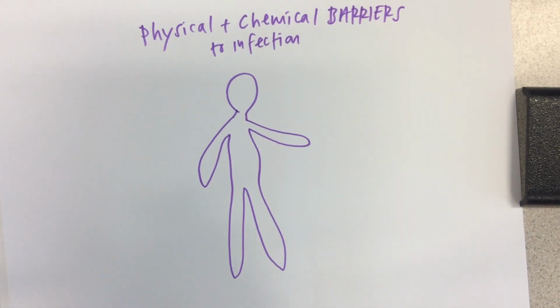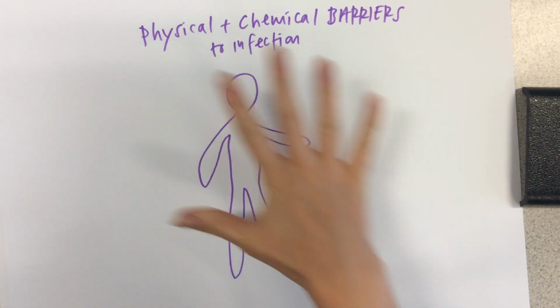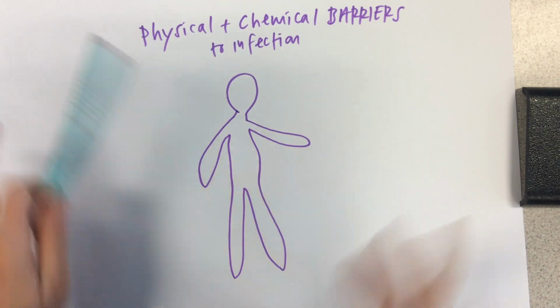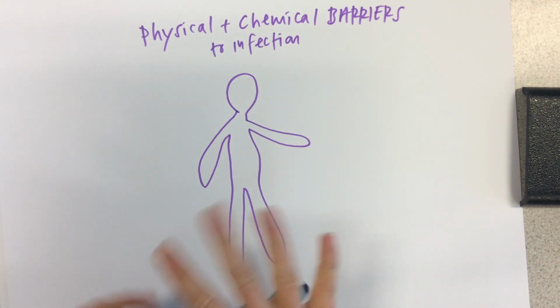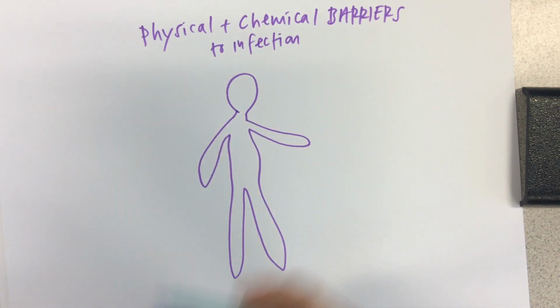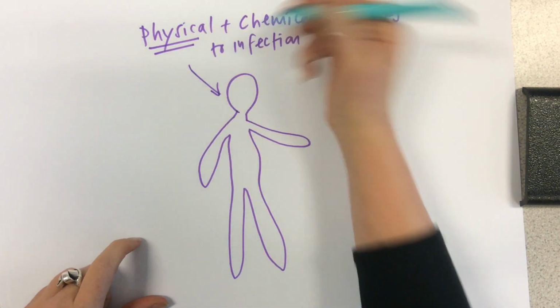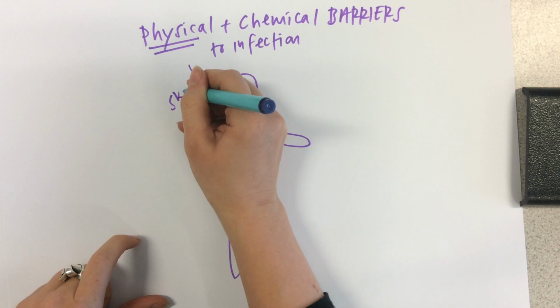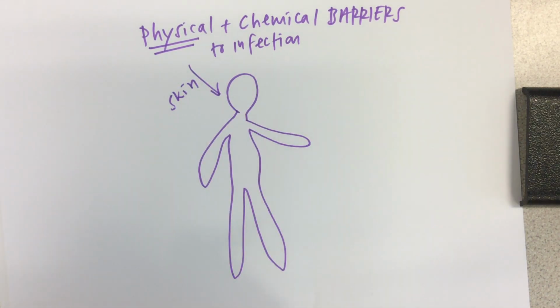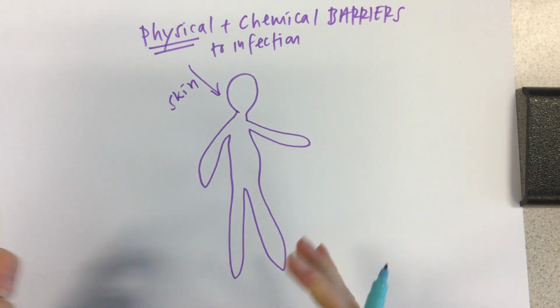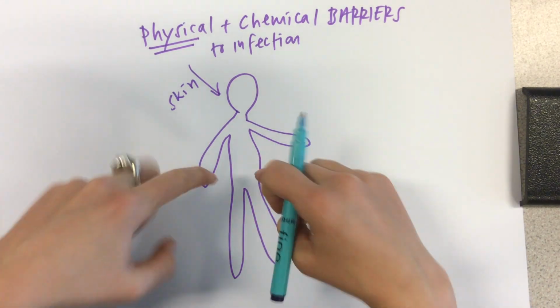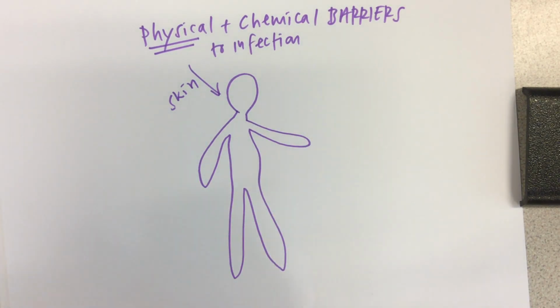Okay, in this video I'm going to talk to you about the physical and chemical barriers to infection. So this is my very simple diagram of a person, and I'm going to start off by talking about the physical barriers. And we have one very fantastic physical barrier, which is the skin. And the skin is really effective because it stops microorganisms from getting in.